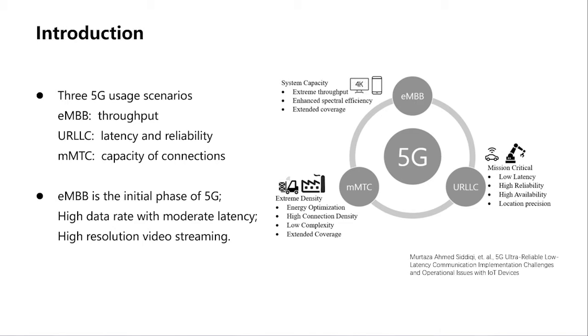So 3 different service categories have been introduced: enhanced mobile broadband, the eMBB, ultra-reliable and low-latency communications, the URLLC, and massive machine-type communications, mMTC. The initial phase of 5G development is eMBB, which provides higher throughput and data rate with moderate latency. High-resolution video streaming is the main application scenario of eMBB, such as AR, VR, MR, or UHD and panoramic video, etc.